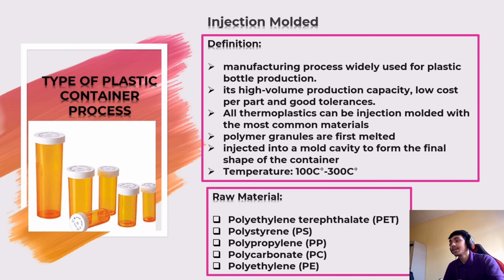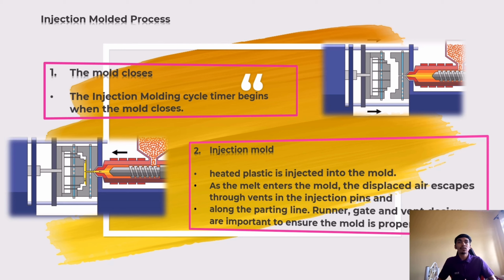The raw materials of this process are polyethylene terephthalate, PET, polystyrene, PS, polypropylene, PP, polycarbonate, PC, and polyethylene, PE. Okay, so we move to the next part, which is the process of injection molded.